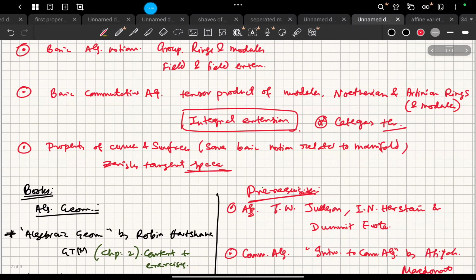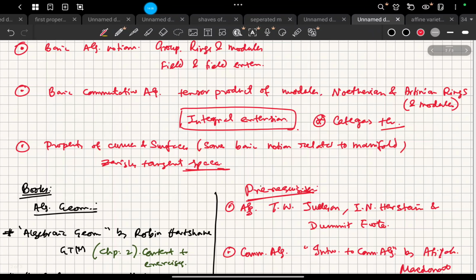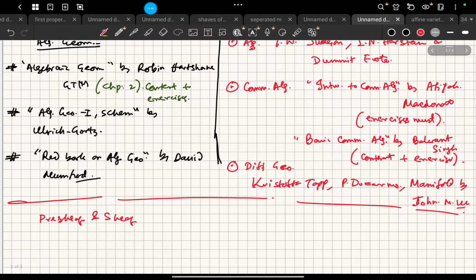Okay, so for category theory, I will suggest that you should go to Balwant Singh. Then it will be easy for you to follow the context, because category theory, mainly the functors, covariant or contravariant functors, are going to be helpful at every step of algebraic geometry. So we'll be starting with presheaf and sheaf.